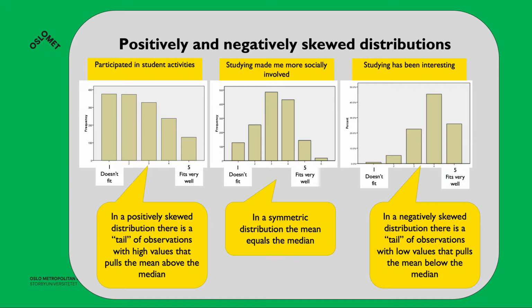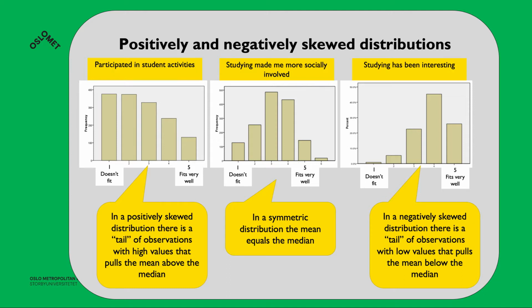And in a symmetric distribution, the mean equals the median, as we have seen before. And in a negatively skewed distribution, there is a tail of observations with low values that pulls the mean below the median. So if the mean is lower than the median, then it's a negatively skewed distribution. And as we can see here, most of the answers are on the positive side, so we are lacking answers on the negative side, and thus it's a negatively skewed distribution, where the mean is lower than the median.